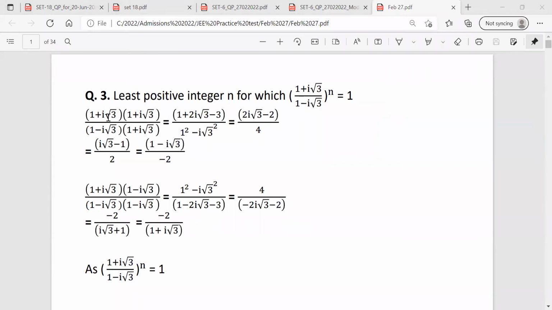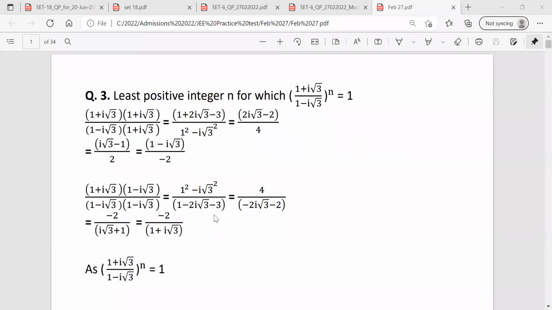I know you all have an idea about how to solve this, right? This is a plus b, and this is a minus b and a plus b, it's a square minus b square. So while solving this, I have 1 plus 2i root 3 minus 3 by 1 square minus (i root 3) square. Taking 2 outside and solving, I have 1 minus i root 3 by minus 2.